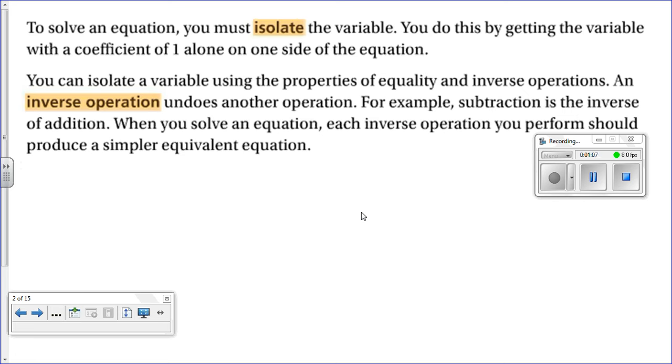Remember, an inverse operation undoes another operation. And so the example they give you is that subtraction is the inverse of addition. Addition would be the inverse of subtraction. Multiplication is the inverse of division. And division is the inverse of multiplication.